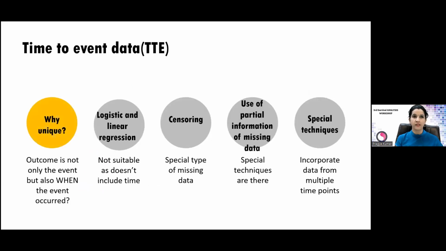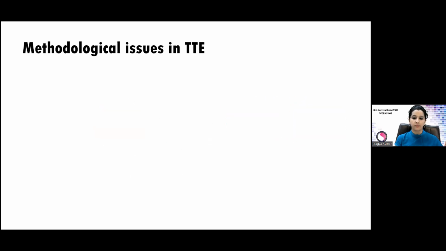So why is time to event data unique? Because the outcome is not only the event, but when that outcome has occurred. And we have seen that logistic and linear regression are not suitable, as they do not have time. It tackles a special type of missing data, which is censoring, and it uses the partial information also. With censoring, we know that the exact survival time is not known, but it still incorporates information from that multiple time point.